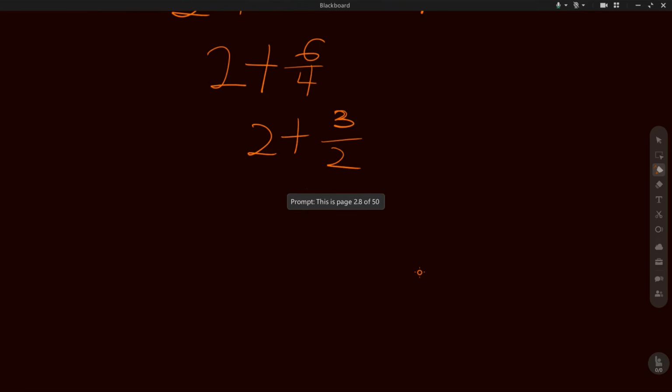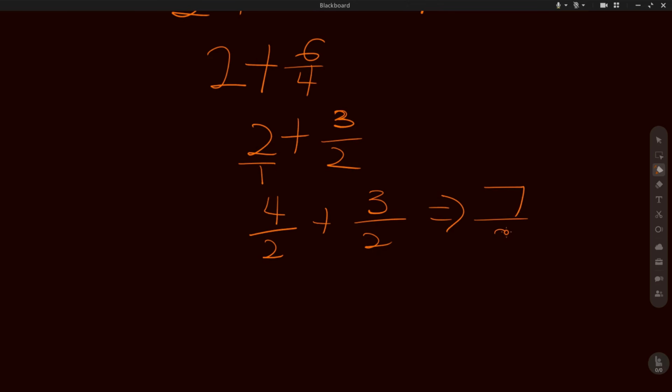So now let's find the LCM. Don't forget this 2 is over 1. And the LCM will be 2. So if the LCM is 2, this becomes 4 over 2, and this becomes 3 over 2. So we have 7 over 2.